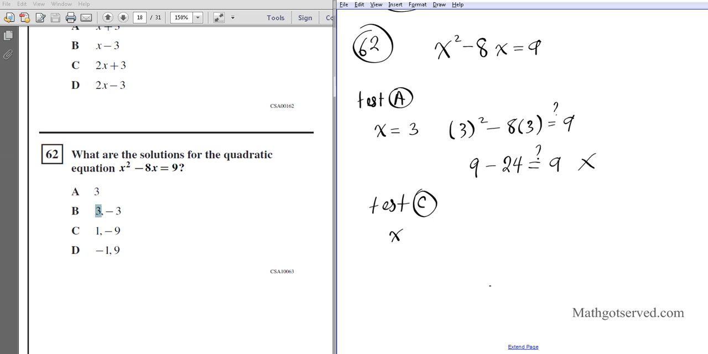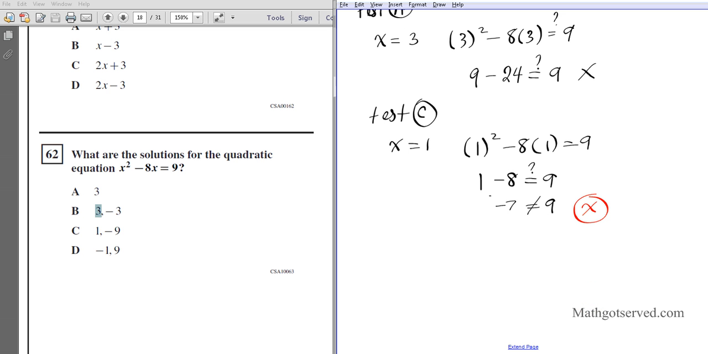All right. So for C, we're going to test x equals 1. Do we have a true statement? So the question is 1 squared minus 8 times 1 equals 9? 1 squared is 1, 8 times 1 is 8. Is 1 minus 8 equals 9? Absolutely not. 1 minus 8 is negative 7, right? And we know negative 7 is not equal to 9. So we can conclude that option C is wrong. So if option A is wrong and option B and C are wrong, then we know that the correct answer has to be option D.